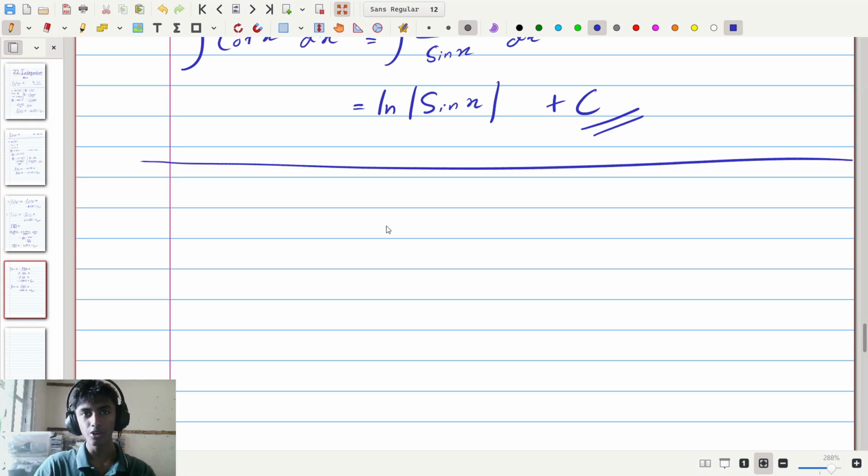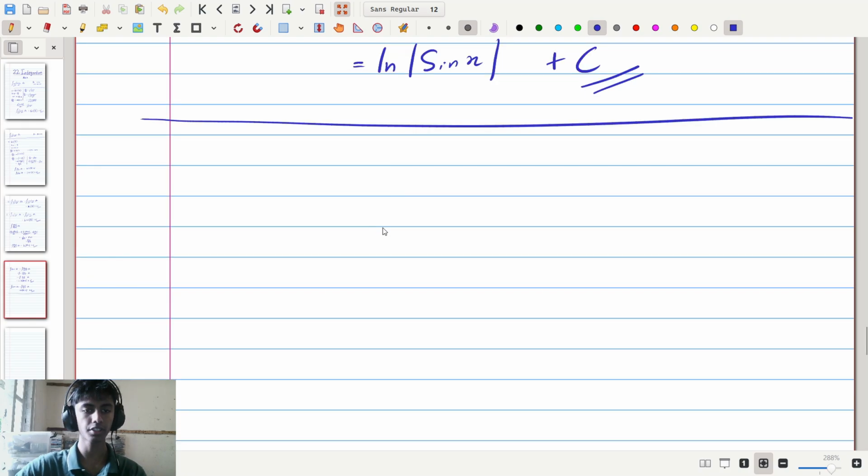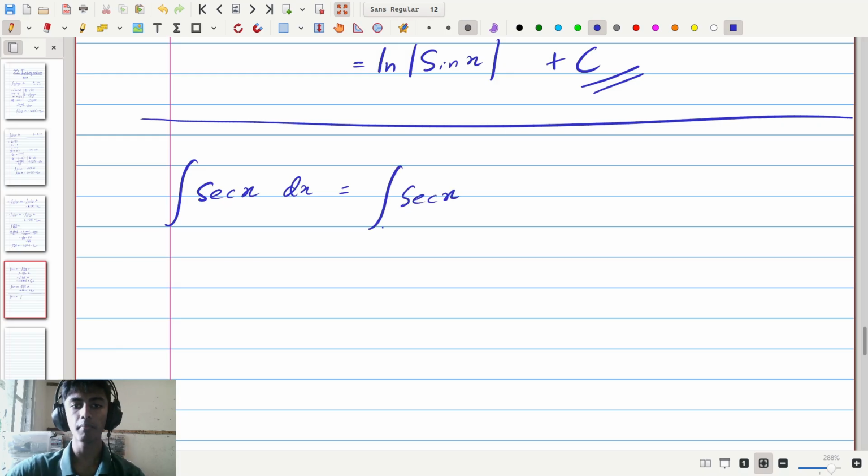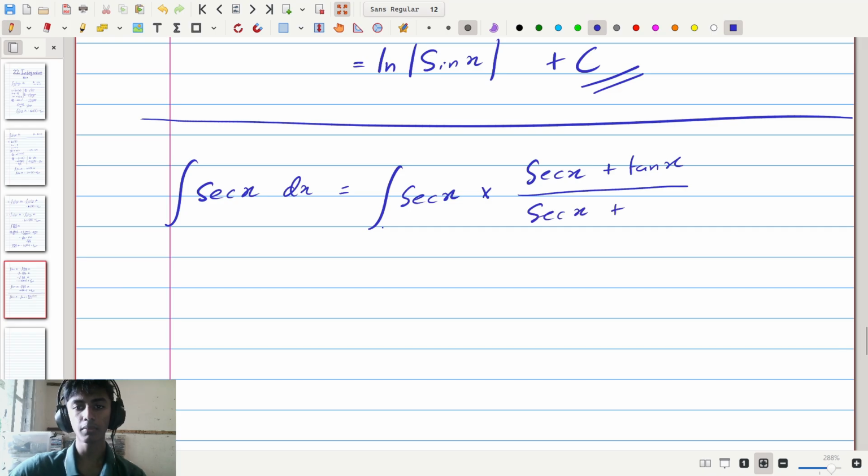For these two, we actually use a little bit of a trick, and I'll show you that trick right now. Consider the integral of the secant of x with respect to x. What we're going to do here is to multiply the numerator and the denominator by secant of x plus tangent of x. So basically what I'm going to do here is write that this is equal to the integral of the secant of x multiplied by the secant of x plus the tangent of x, and then again divide by the secant of x plus the tangent of x.